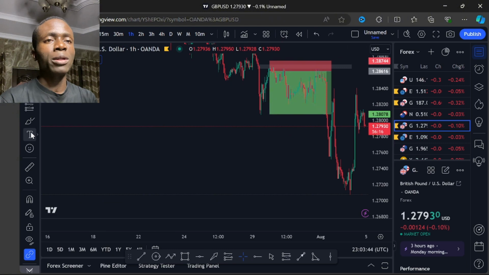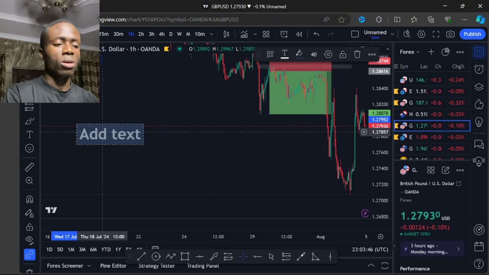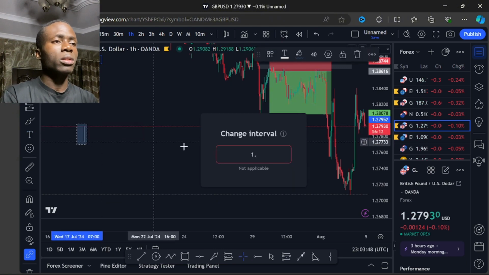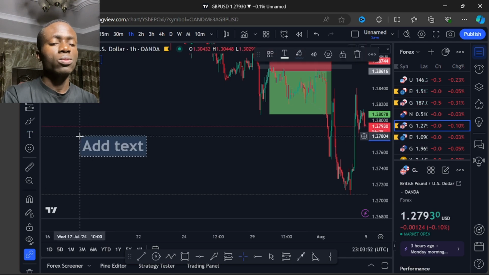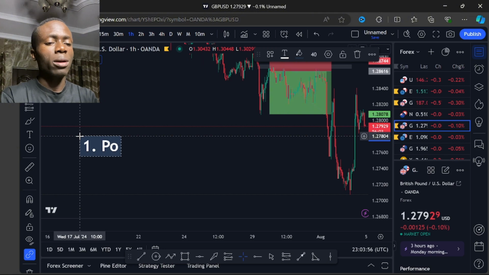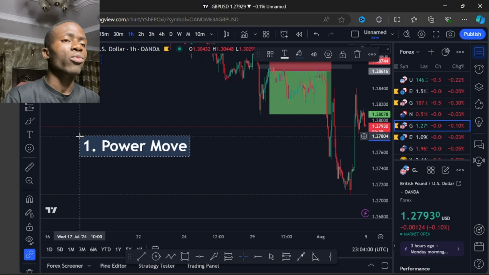Rule number one is simply power moves. What I mean by power move when identifying supply and demand is that you should only look for supply and demand levels within areas where the market made decisive moves.